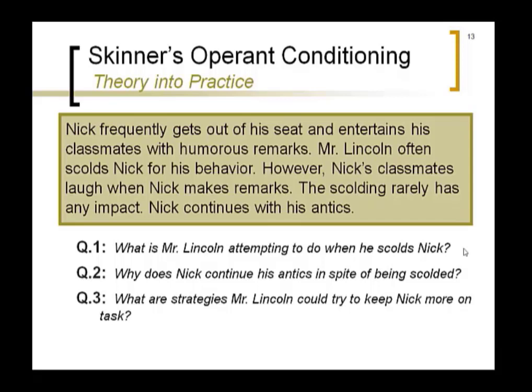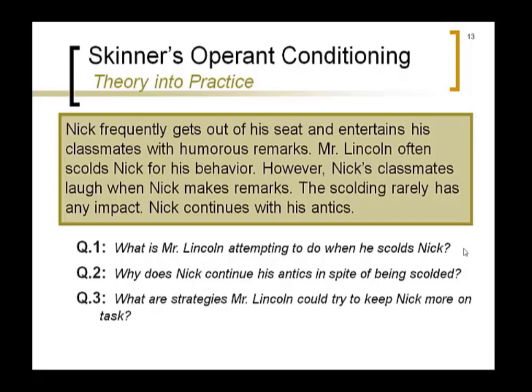So you start here perhaps. You start with a reprimand, but the reprimand's not working. And part of that may be because Nick is not concerned about your reprimand, but it could be that Nick is concerned about your reprimand. It's just that the attention from his classmates is so reinforcing that it's stronger than your punishment.